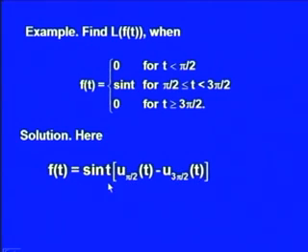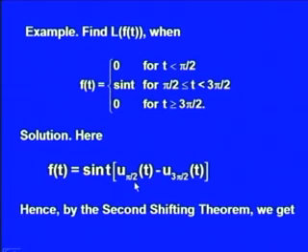So f(t) will be equal to sin t, and when t is equal to 3π/2 or more than 3π/2, u_{π/2}(t) will be equal to 1, and u_{3π/2}(t) will also be equal to 1. So f(t) will be equal to 0. Hence, the given function f(t) can be described in terms of unit step functions u_{π/2}(t) and u_{3π/2}(t) as f(t) = sin t [u_{π/2}(t) − u_{3π/2}(t)].